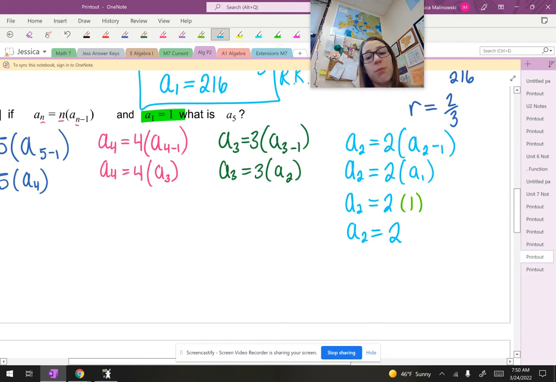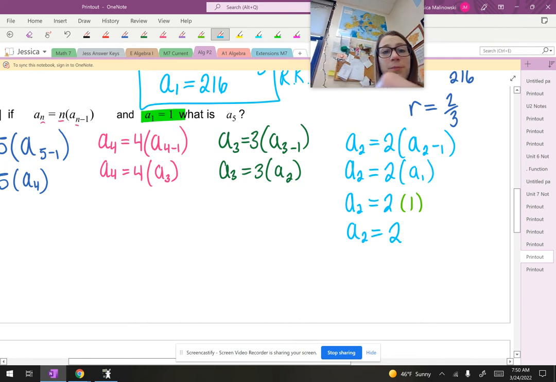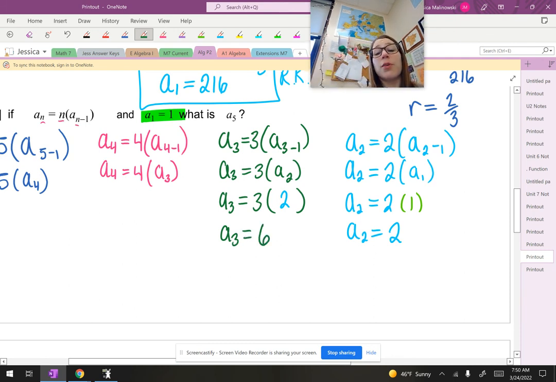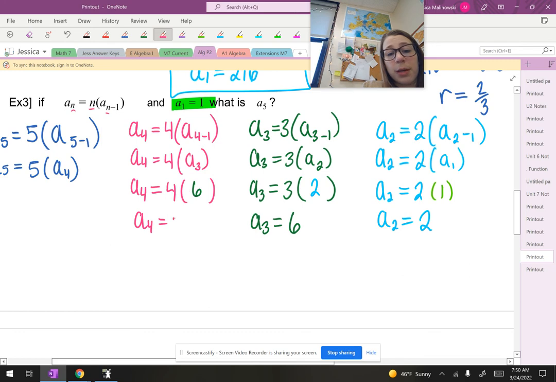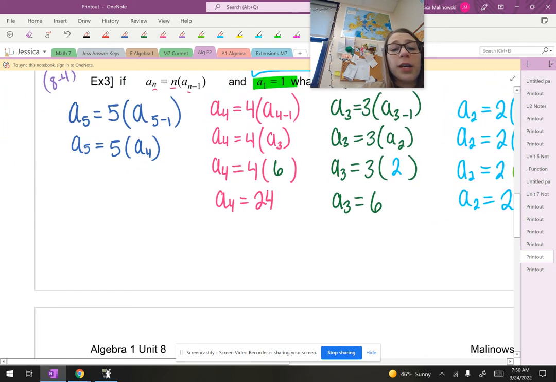Do not make the assumption that a sub 3 is going to be 3. Notice I can find a sub 3 now because I know that a sub 2 is 2, and here we have our pattern breaking. 3 times 2 is 6. So a perfect example of why you don't make assumptions. Now I can find a sub 4 because I know that a sub 3 is 6, leaving me with a sub 4. 6 times 4 is 24.